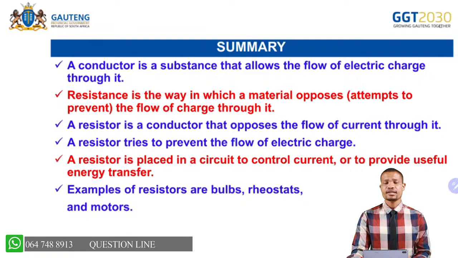Examples of resistors are bulbs, rheostats, electric motors, and so on. There are many kinds of resistors. We are going to talk about them in the next lesson, so you will see.